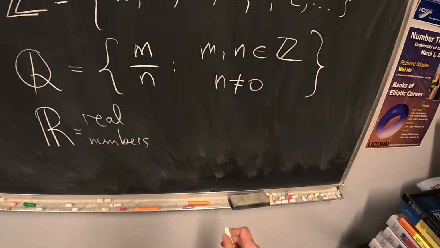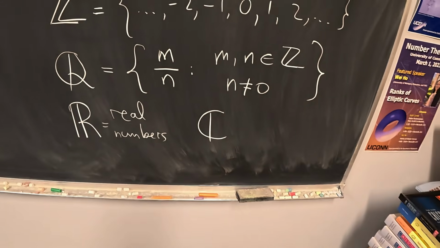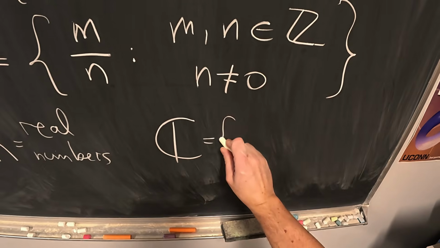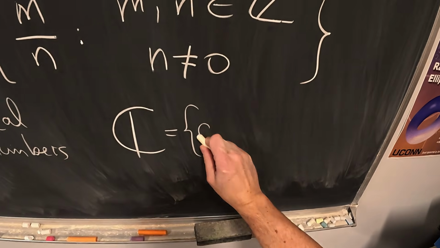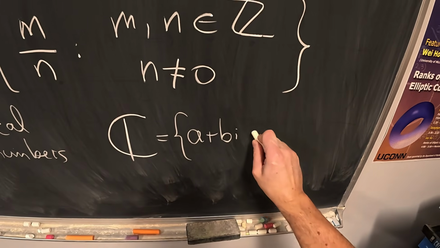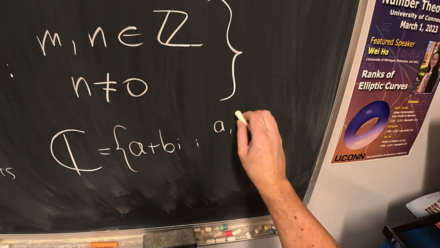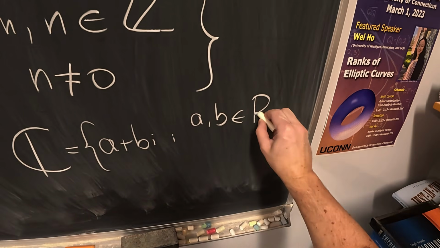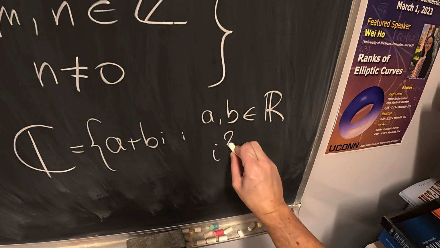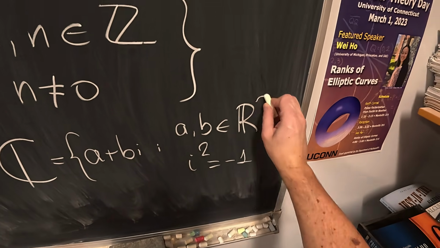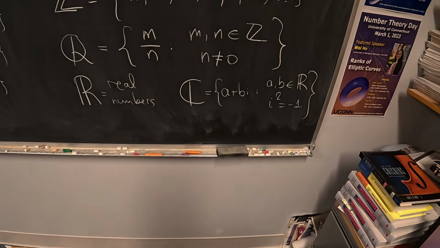And we have a symbol for the complex numbers, just like that. And in set notation, this would be elements of the form a plus bi, where a and b are real numbers, and i squared is -1. That would be the set of complex numbers.